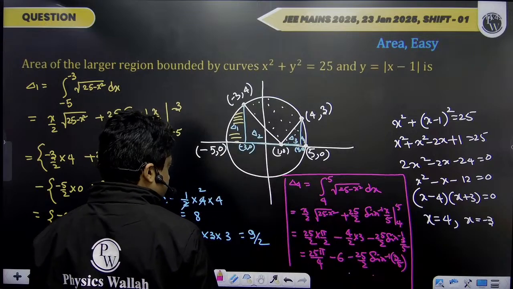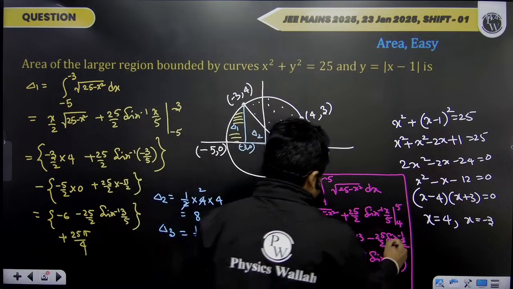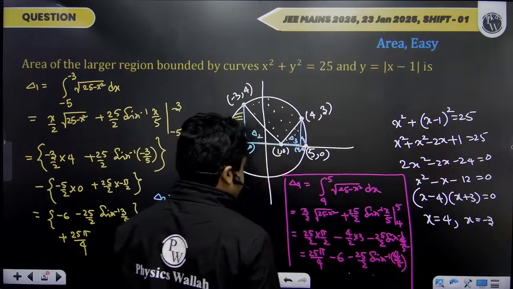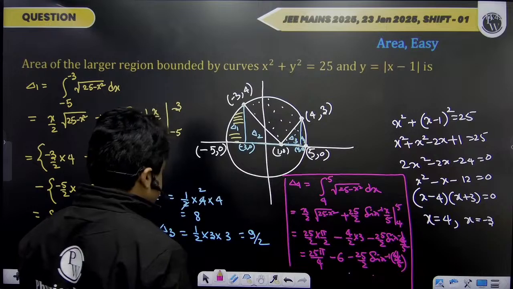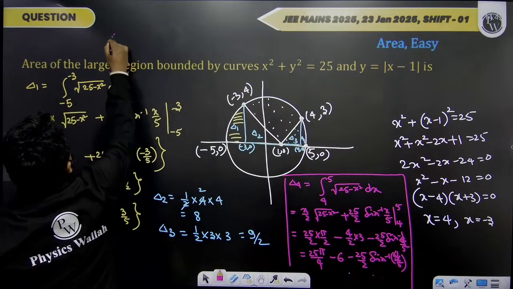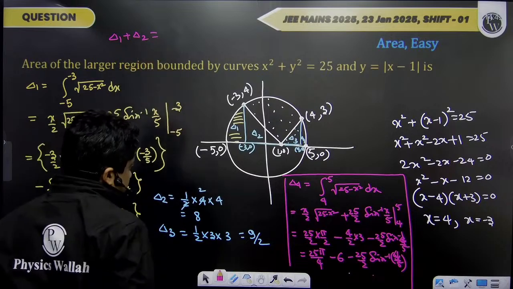Okay, sine inverse of 4 by 5, sorry. This will be sine inverse of 4 by 5. Okay, we are putting 4 here, right? So now if we add these two, just delta 1 and delta 2, let me add here. Delta 1 plus delta 2, if I add, then it will be equal to what?